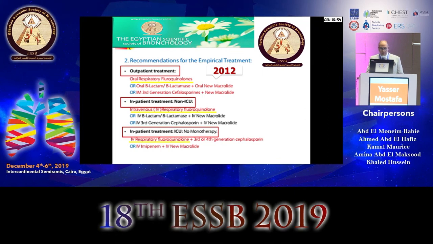In patients with non-ICU admission, we recommend IV respiratory fluoroquinolones, or IV beta-lactam plus IV new macrolides, or IV third generation cephalosporins plus IV new macrolide. In patients treated in ICU, as a rule, no monotherapy. We choose IV respiratory fluoroquinolones with third or fourth generation cephalosporins, or IV imipenem plus IV new macrolides, provided that there is no risk for Pseudomonas. If there is a risk for Pseudomonas, that is another issue.